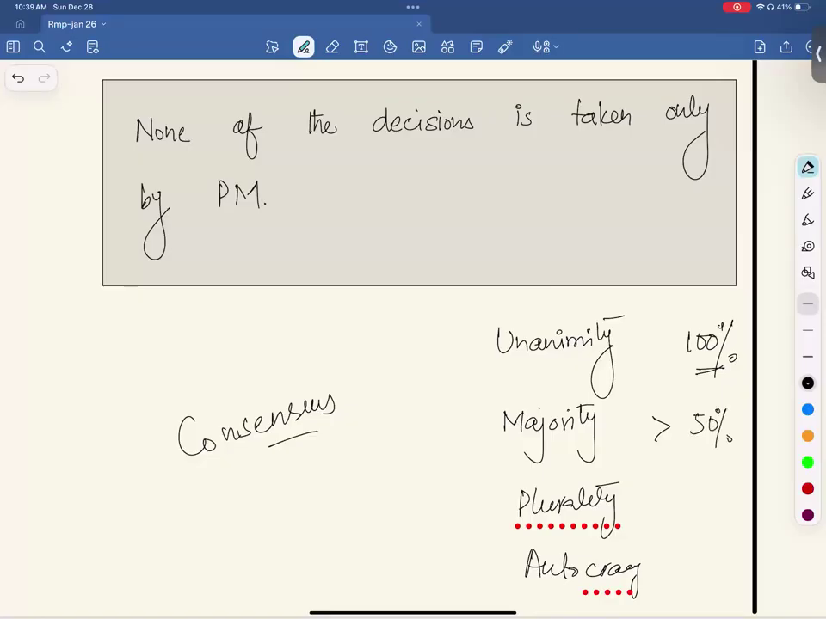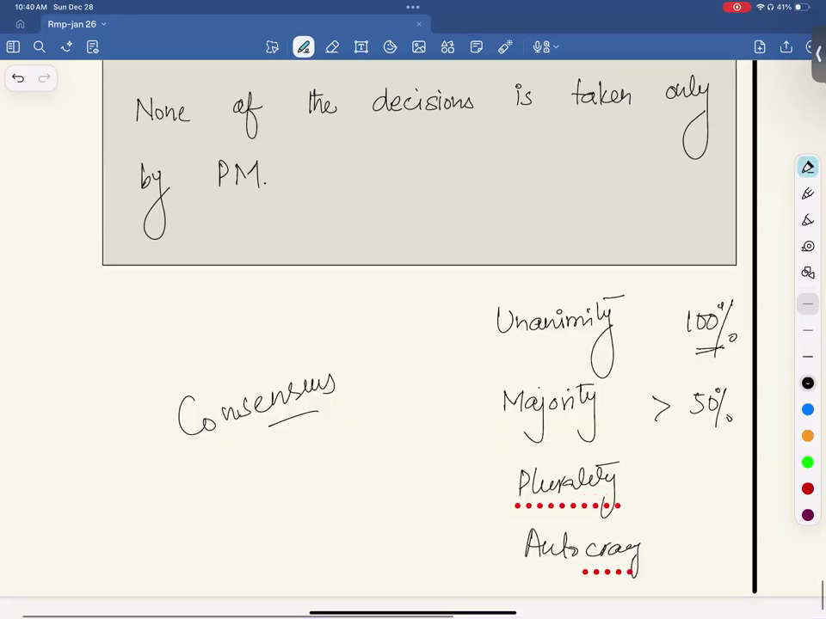Plurality. When you have multiple options. Let's say, can we have class on Monday, Tuesday, or Wednesday? Which day is good for you? Monday, Tuesday, or Wednesday? 2 people say Monday. 3 say Tuesday. And 5 say Wednesday. So we'll go with 5. Now 5 is not majority. We are 10 people, 5 is just 50%. But we are going with the largest group, that is called plurality. You understand, everybody? It's not majority. We are going with the largest group.